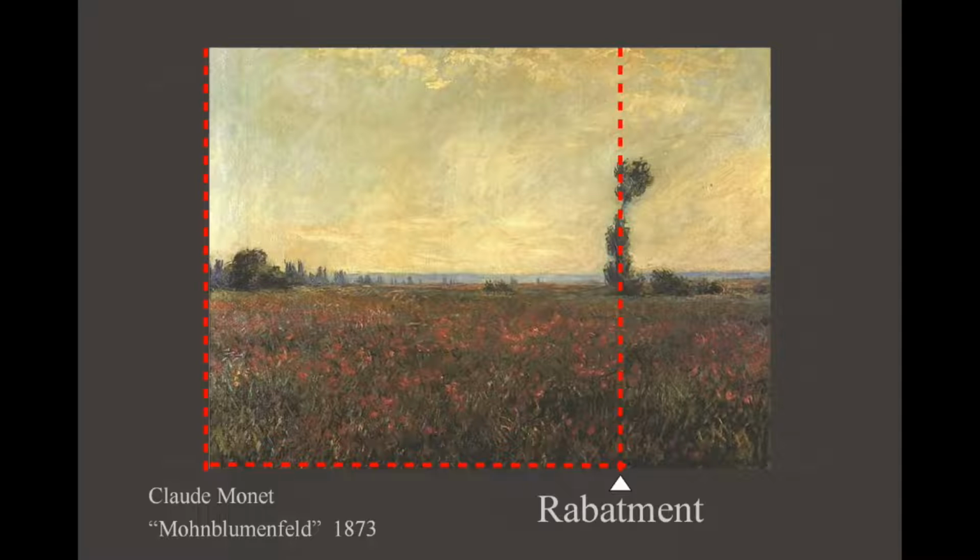And Monet often used it when he had a vertical shape within a broad expanse of space like we have here. That vertical shape would go on the rabatment, which would place a large expanse of space in the square and a smaller expanse of space in the rectangle.